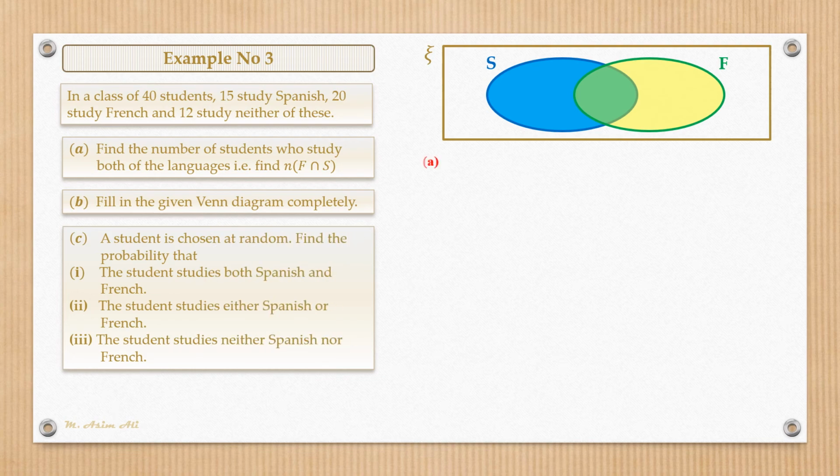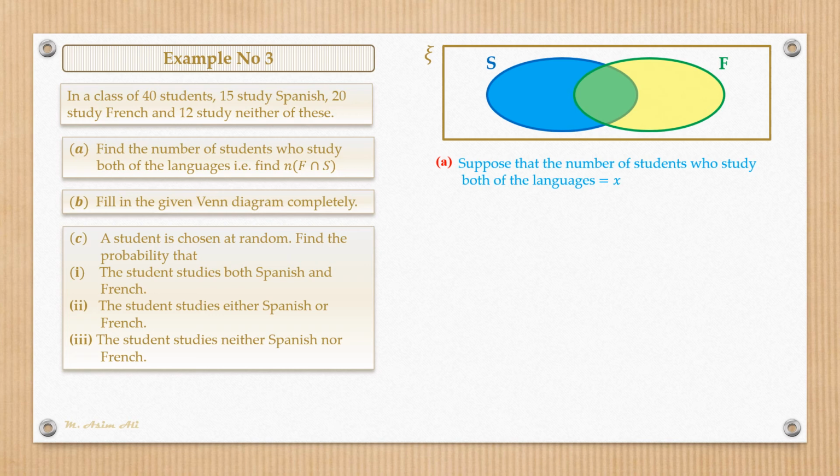Okay, let's discuss the A part first. First we have to find the number of elements in the common part of the two sets, the number of elements in the intersection. The students who study French and Spanish both. Let us suppose that those students are X in number. In such questions, we always start the solution like this, that we suppose that the number of elements in the intersection is X.